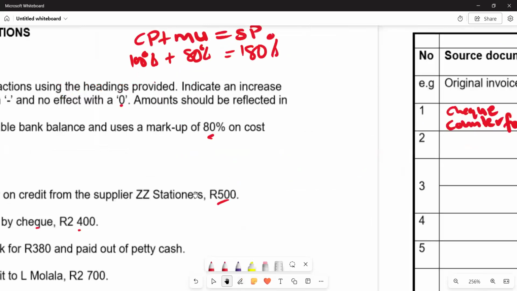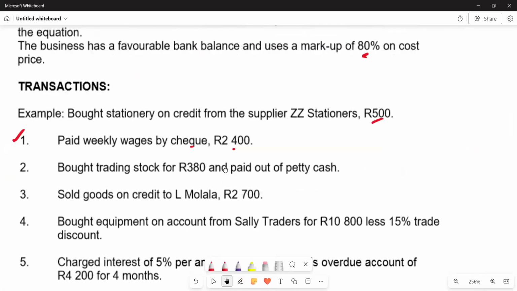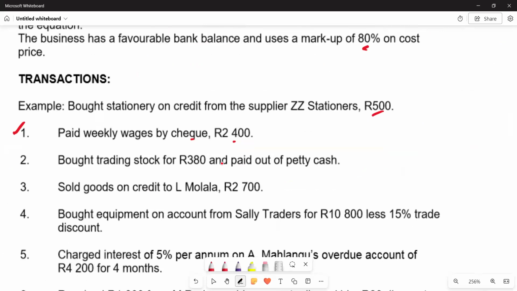Now we are on transaction 2, which is saying bought trading stock for 380 rand and paid out of petty cash. So we are trying to identify which account we are debiting and which one we are crediting. We bought trading stock, which means we are receiving trading stock. So obviously we are going to debit the trading stock account. So it's going to be a plus on trading stock.